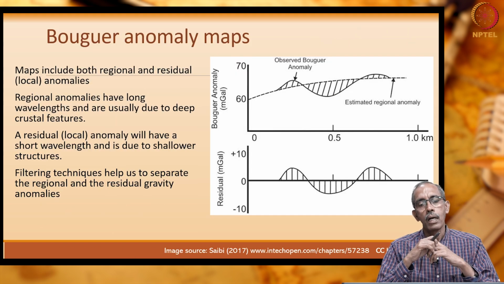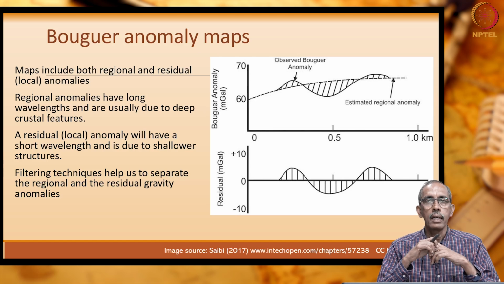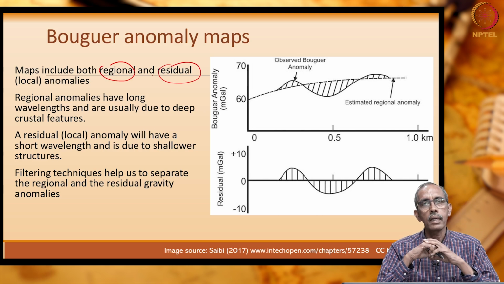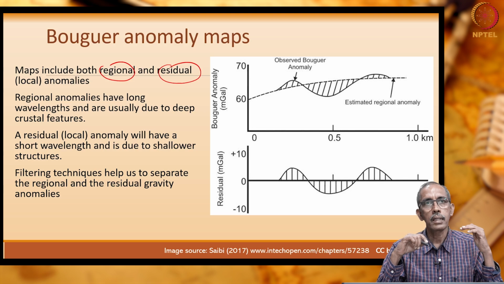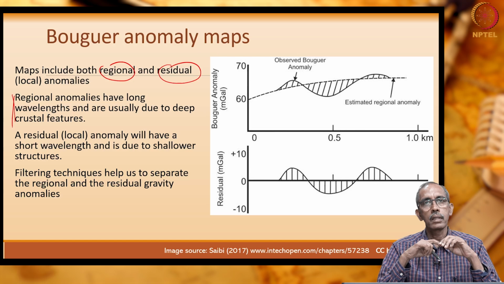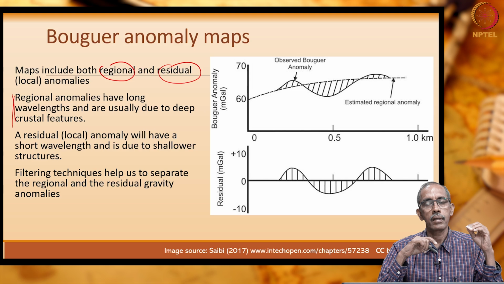Bouguer anomaly maps are usually prepared, what we had seen on the previous page. This anomaly map actually includes both regional as well as local anomalies. What do we mean by regional? Regional anomalies have long wavelength and they are usually due to deep crustal features. Even features beyond 25-35 kilometers also induce some anomaly.